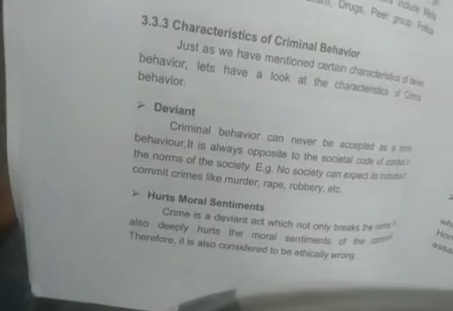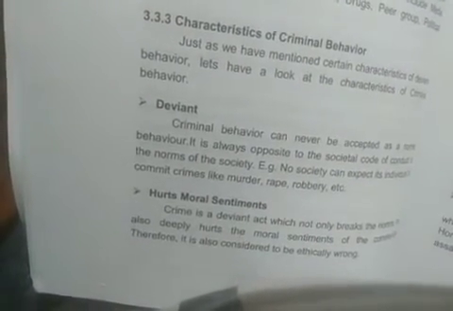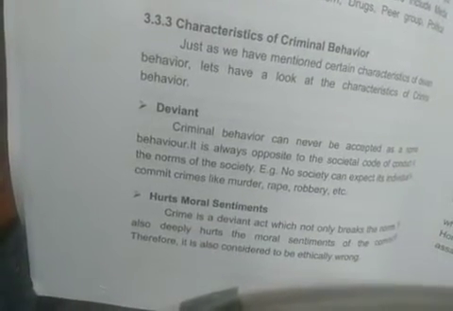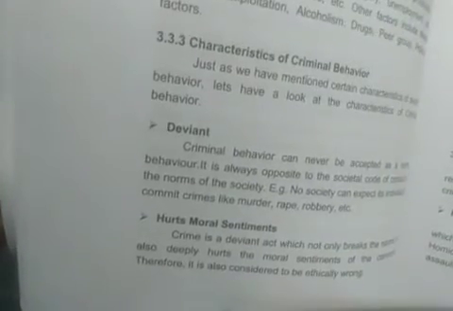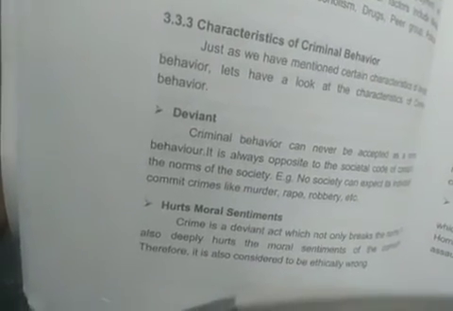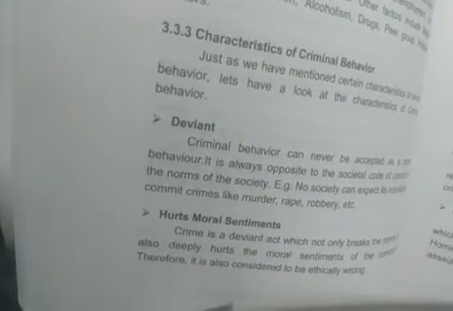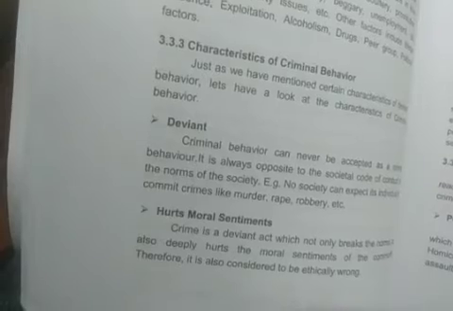3.3.3 Characteristics of criminal behavior. Just as we have mentioned certain characteristics of deviant behavior, let's have a look at the characteristics of criminal behavior. Deviant criminal behavior can never be accepted as normal behavior. It is always opposite to the societal code of conduct or the norms of the society. Example, no society can expect its individuals to commit crimes like murder, rape, robbery, etc.